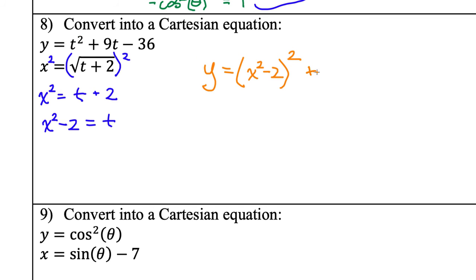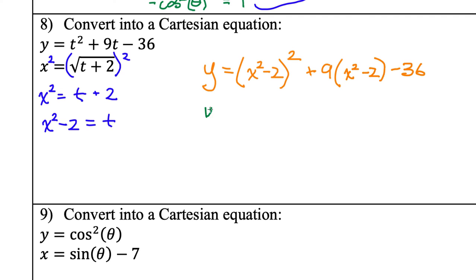And then I'm going to say plus 9t, but not t. T is x squared minus 2, so x squared minus 2. And then don't forget to subtract 36. You're basically done when you get to this step. This is a Cartesian equation. If you want to be really formal about what's happening and trying to boil this down to the most simplest form, which I really appreciate you doing, because you might be able to see some more patterns happening. Let's do that to show you, but you'll get full points as of this step right now.